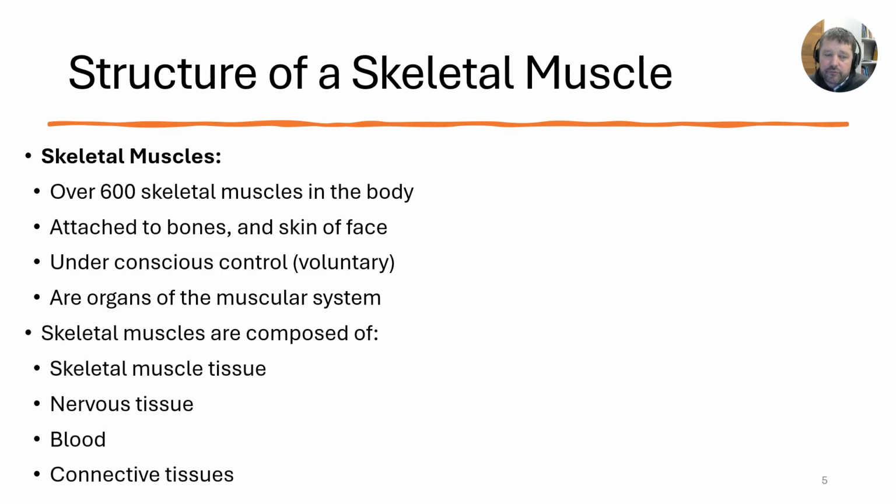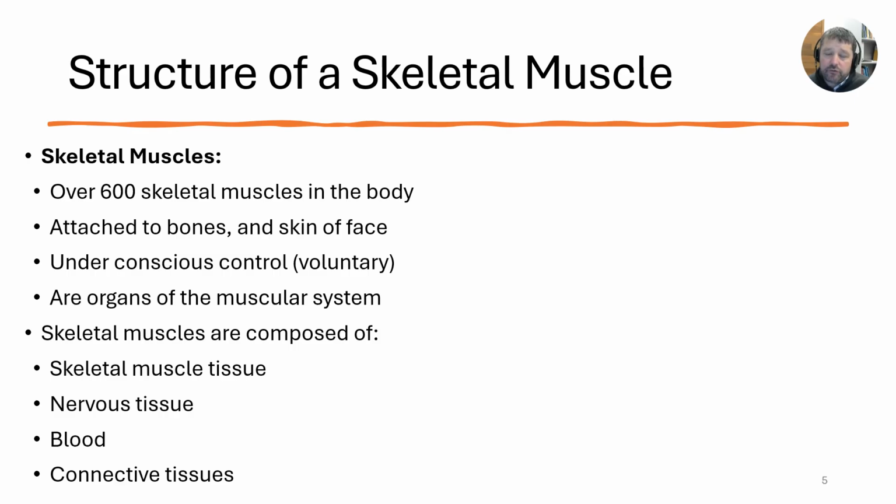A couple things that they're composed of. Of course, they're composed of skeletal muscle tissue. We'll dive into this and look at, well, what does that mean? Okay, the nervous tissue, blood, and connective tissue. Again, we'll cover this, but nerves are needed to entice the movement of muscles. So you have to have a nerve connection in order to move your muscle. The blood is going to provide the oxygen and nutrients and energy in order for that muscle to move.